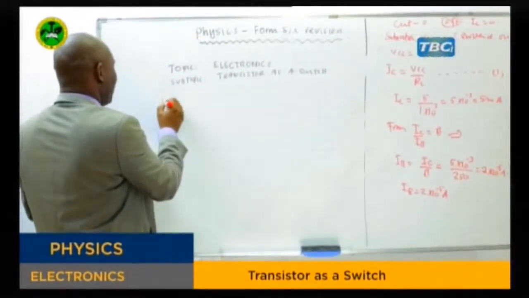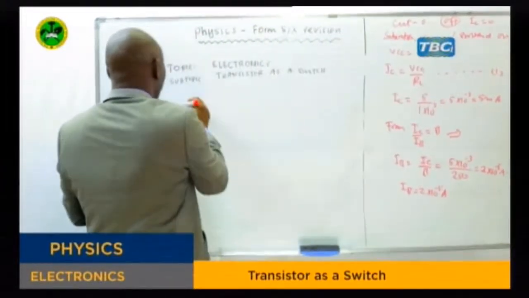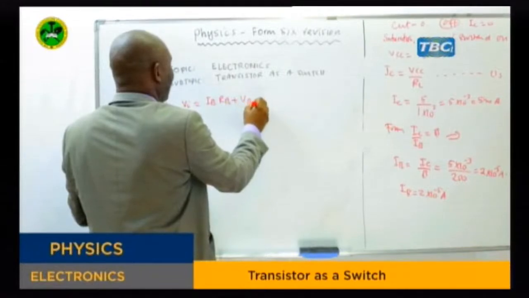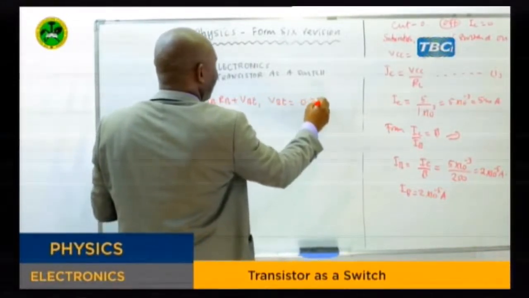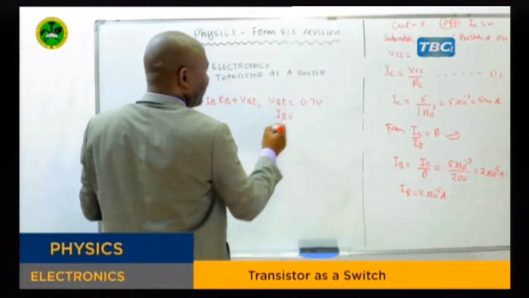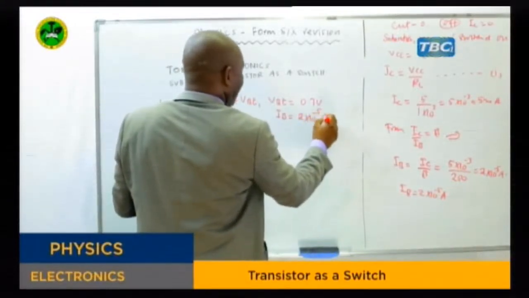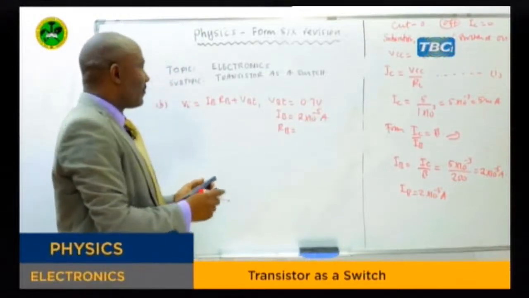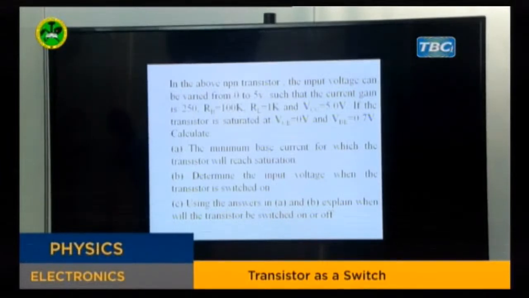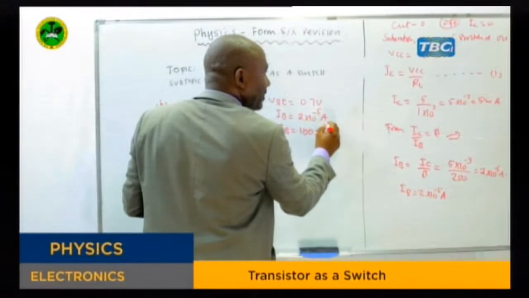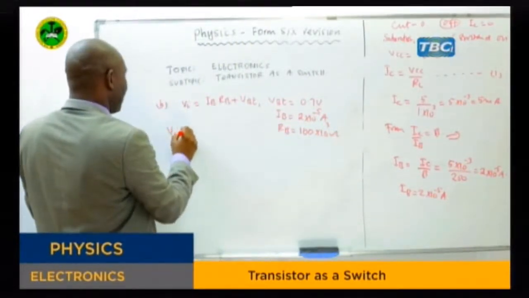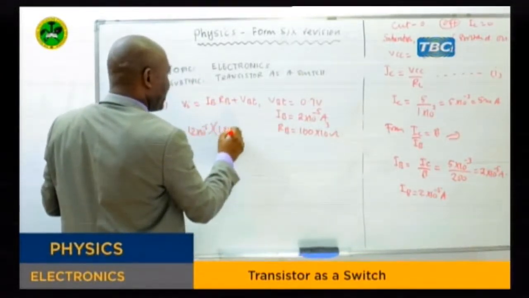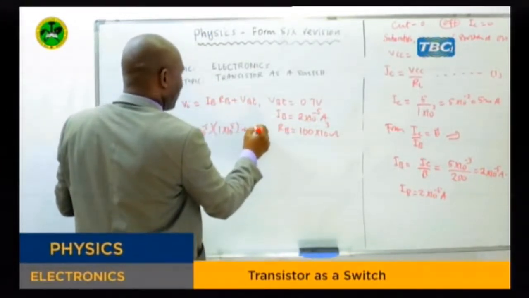From this information, we are looking for the corresponding input voltage. You know the input voltage equals base current times RB plus VBE. We know our VBE for this silicon transistor is given as 0.7 volts. And we know the base current now. We found that base current as 2 times 10 negative 5 ampere. And the value of RB was given as 100 times 10 power 3 ohms. So you are supposed to find VI. This equals 2 times 10 power negative 5 times 1 times 10 power 5, plus 0.7 volts.